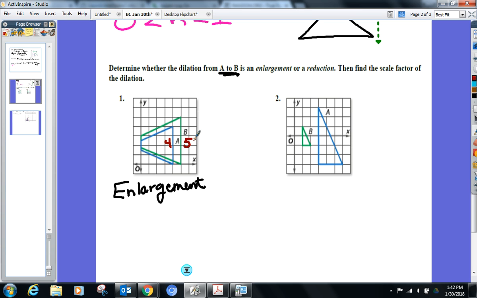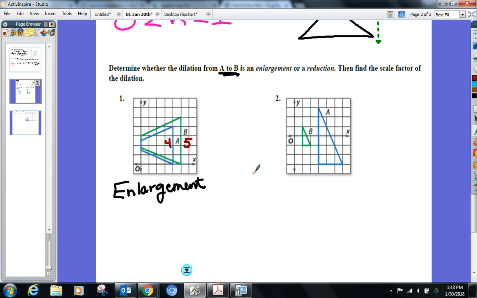No. It's just showing you we're going from A to B. It doesn't say write the scale factor from that. It's just letting you know we're going from A to B, so you know if it's an enlargement or a reduction. Okay, there we go. It's getting bigger.